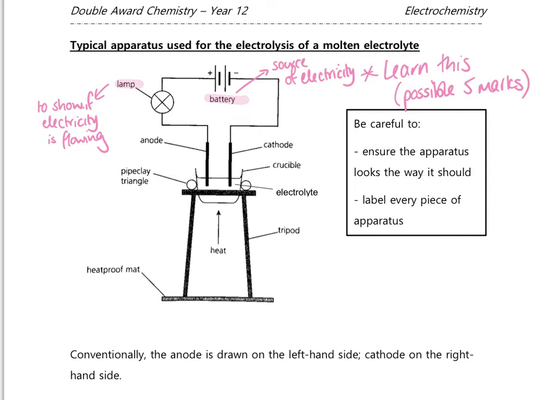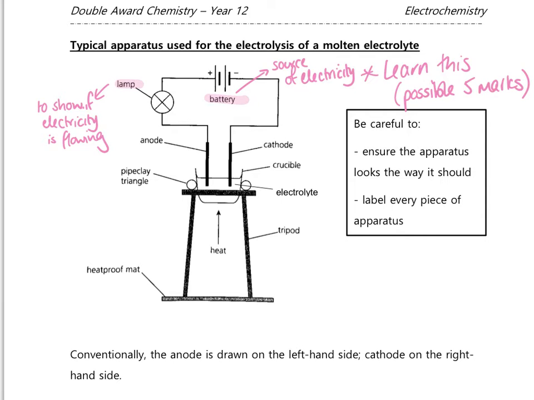Again, there have been questions in the past. For example, they've said if the electrolyte was solid, what would happen to the lamp, and you would say that the lamp would not switch on. Or they might ask at different stages of the electrolysis process what would happen to your lamp.